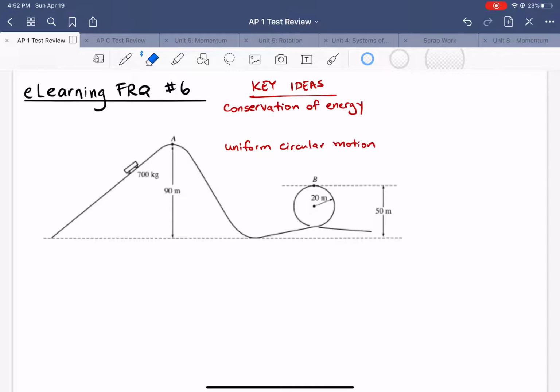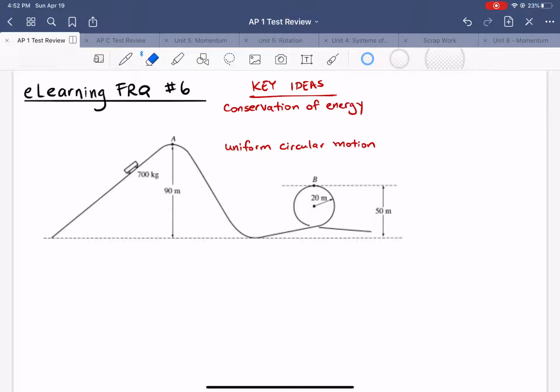So in this problem, we're looking at a cart that is traveling along this roller coaster that has a large drop, and then it goes through a vertical loop at the end. And there are two key ideas that we're going to use to analyze this problem. One is called the conservation of energy.